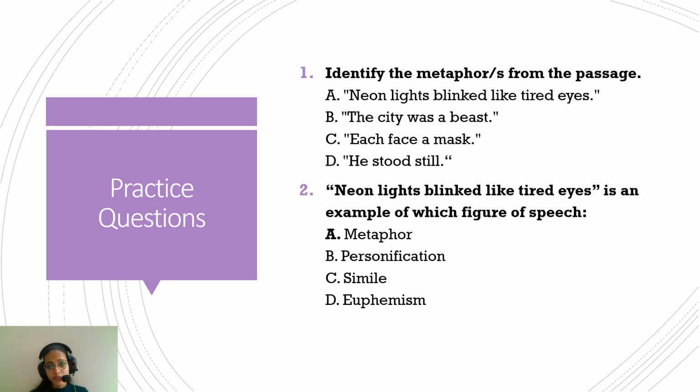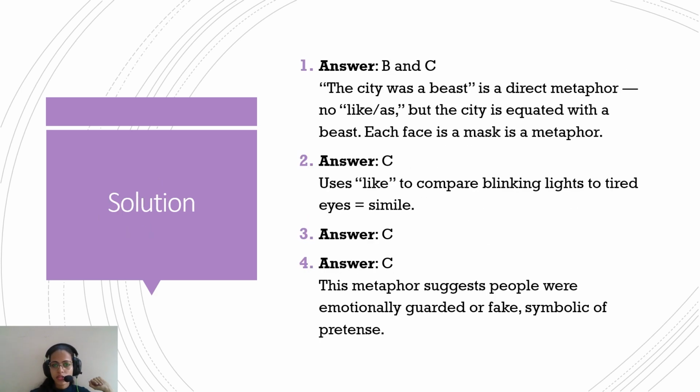Identify the metaphor or metaphors from the passage. A metaphor is when two things are compared and one thing becomes another. Neon lights blinked like tired eyes: here "like" is used, so while there is a comparison, it cannot be a metaphor. It would rather be a simile. The city was a beast, each face a mask. So both option B and C are metaphors, because city and beast are compared, and face and mask are compared. So B and C.